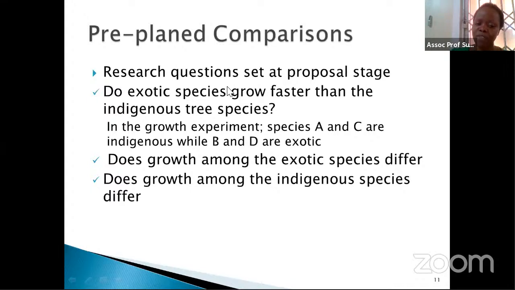Question 1 is different from question 2, is different from question 3. That is what we call pre-planned questions. So we are going to see this in details when we are doing the practicals.